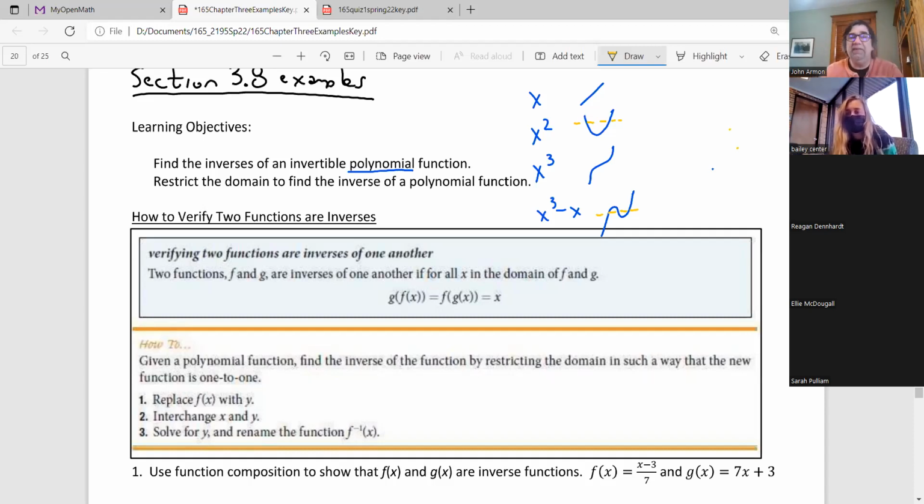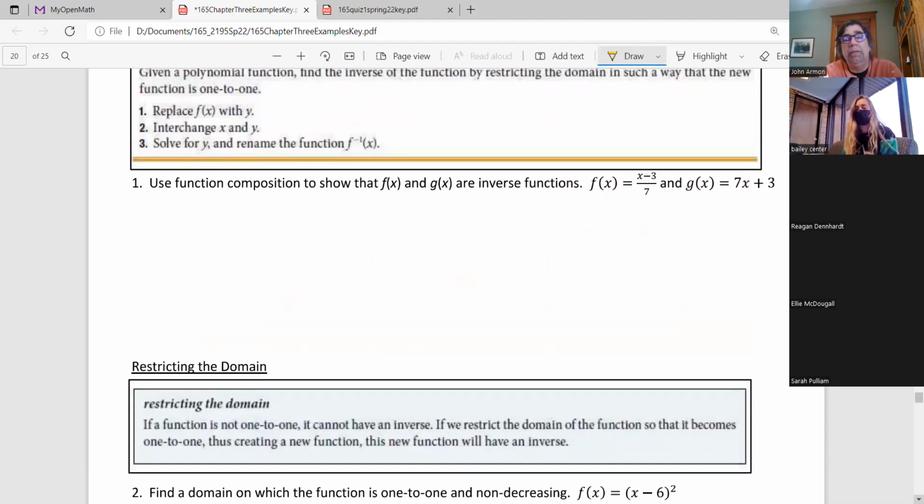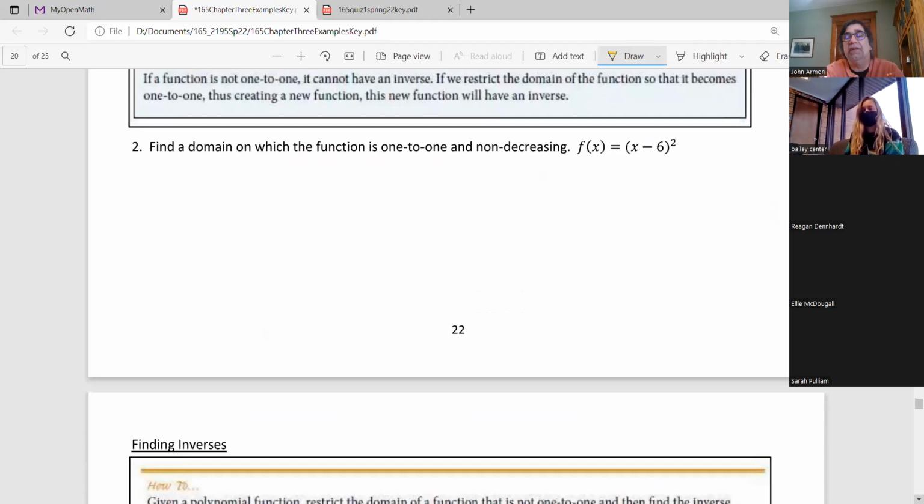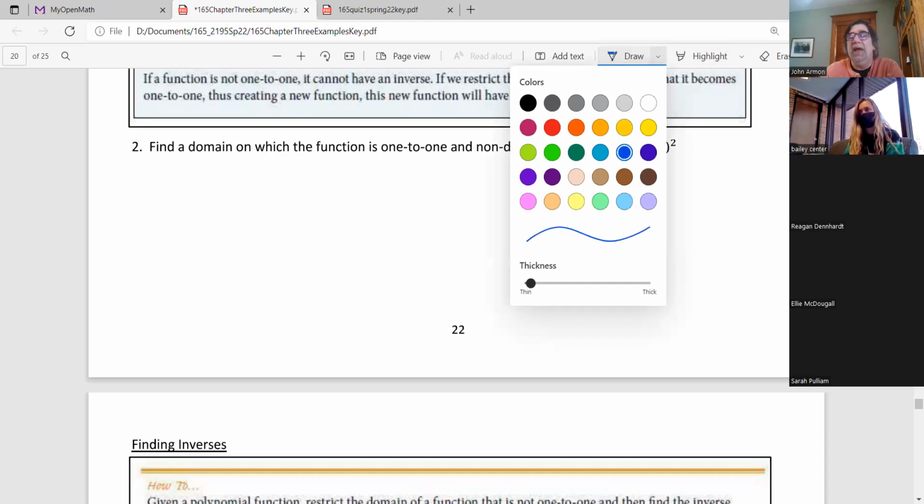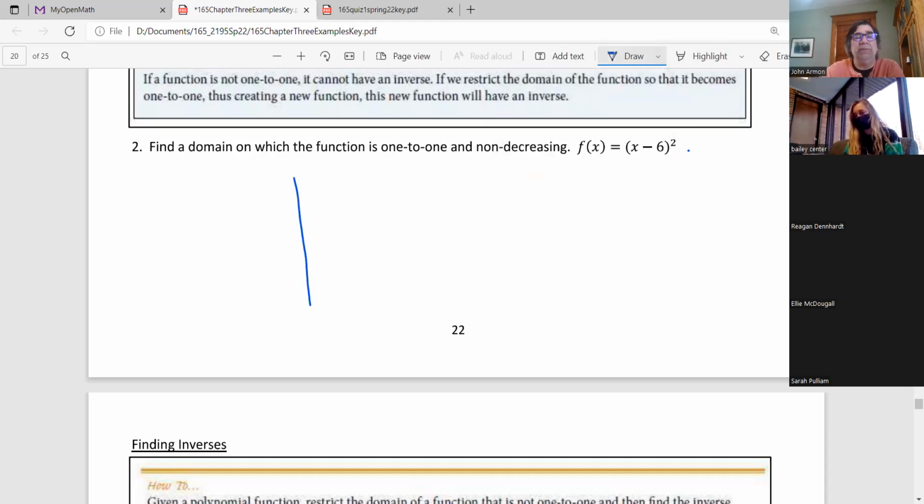So we can still do this analysis with the inverses, as long as you restrict the function so you can talk about it being 1-to-1. X minus 6 squared is a parabola. It looks like this. When you look at the graph, you say that's definitely not a 1-to-1 function.